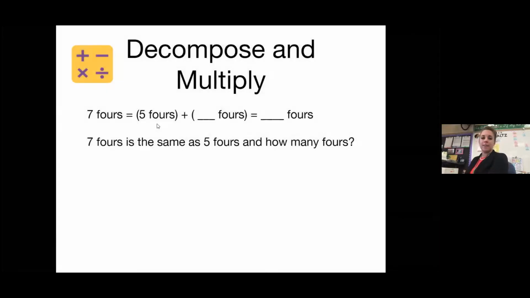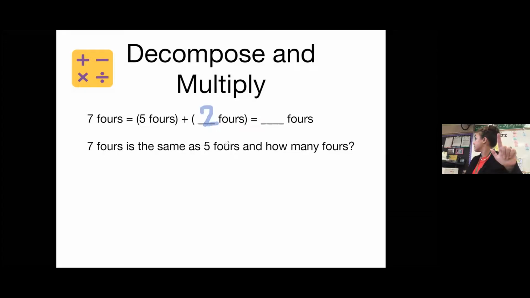All right, now we have 7 fours, but we're splitting it up. They took 7 fours and they made it 5 fours. So 7 fours, I should do it like this, 7 fours. They've got 5 fours. So they're left with 2 fours. And that still equals 7 fours.